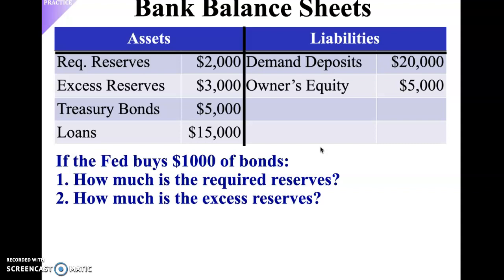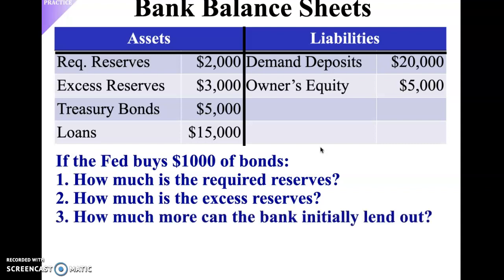So your treasury bonds will go down. Your excess reserves will go up. So they were at 3,000, they'll now go to 4,000. How much more can the bank initially lend out? Well, you could say total they could lend out 4,000, but initially they can only lend out $1,000 more.